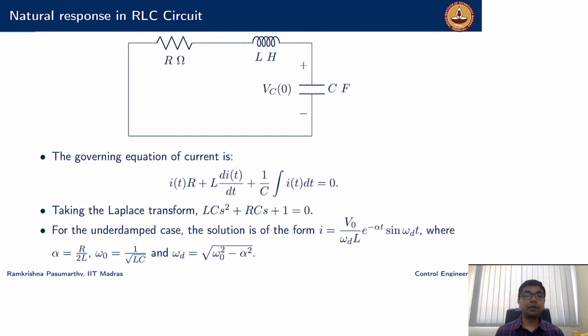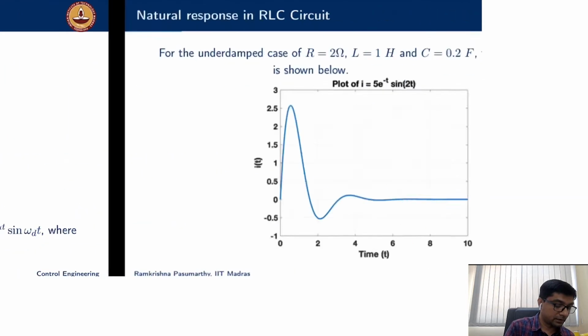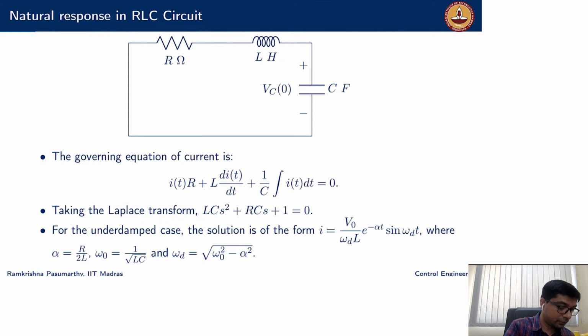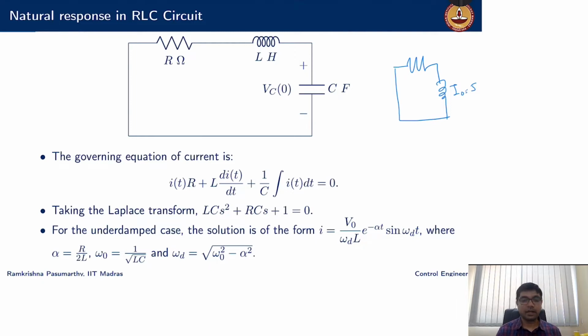In the previous lecture, we saw the response of first order systems, and we saw the effect of what happens when I just have an R, an L, and I think an I0 of something equal to 5. Okay. Now I do something more. I add a capacitor to this, the same circuit, and see what happens.